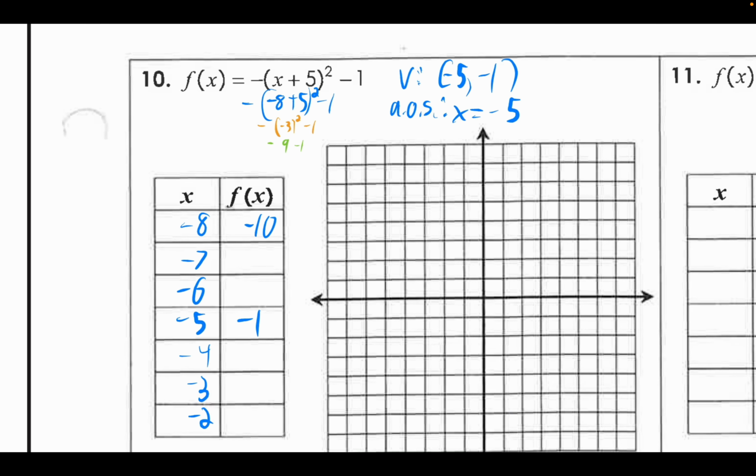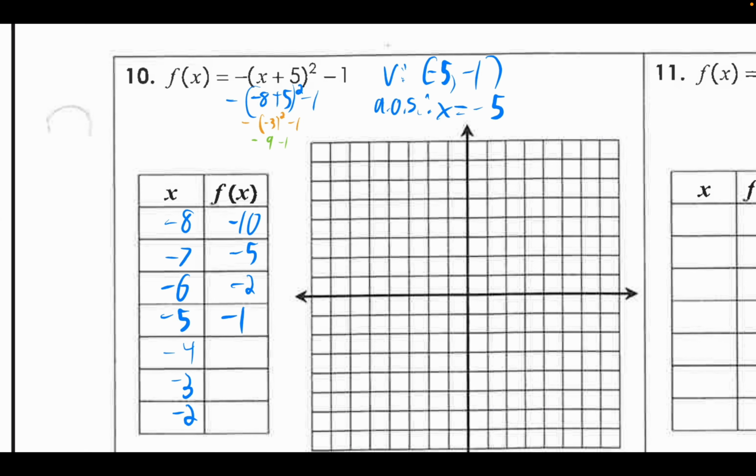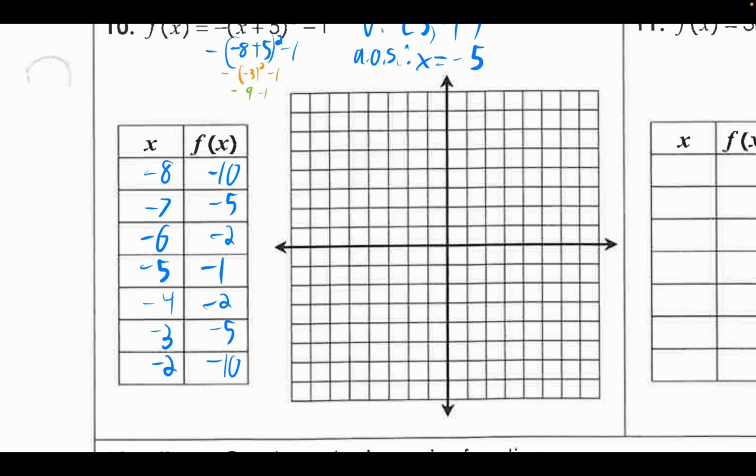As I continue to find my y values, I get -5, -2, the -1 we already know, -2, -5, and -10. And so now I go ahead and plot these points, noting that the y values of -10 go off the graph, and that's perfectly fine by me. It's not a concern that I have.